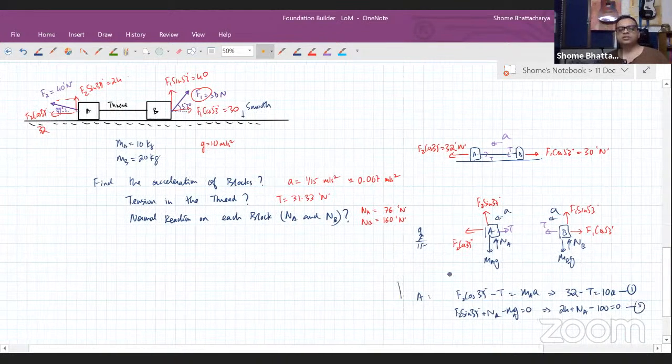Now similarly for B, the block B, you will have T minus F1 cos 53. That should be equal to mass into acceleration.